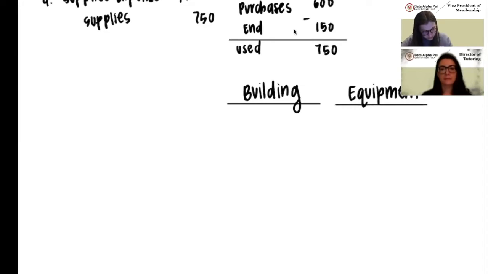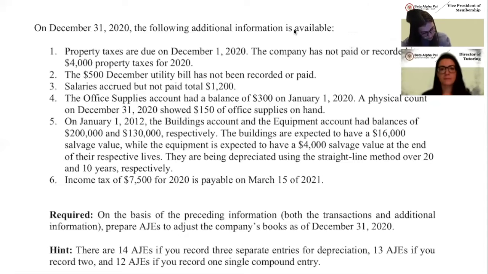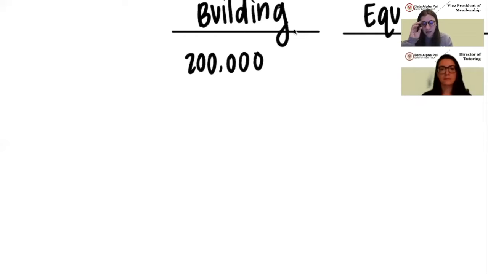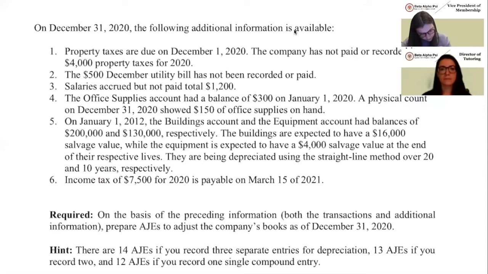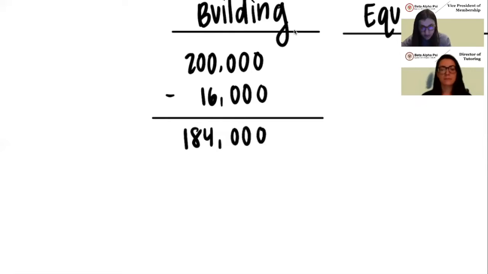So first we need to take care of the building. Our building is worth $200,000. And when we calculate depreciation, we do not include our salvage value. So we need to take that amount out, which they said is $16,000. And so from there, we will have to depreciate $184,000 over the 20 years.